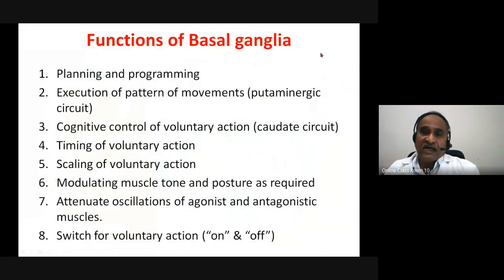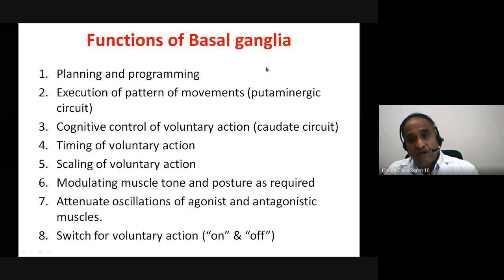Now, moving on, in the last class I mentioned the functions of the basal ganglia. I repeat: the planning, programming, and sequencing of voluntary actions. That means the voluntary action is split into a number of items, and all those plannings and programming, including the sequencing, are done here. The second part is the execution of the pattern of movements: walking, talking, running, swallowing, or whatever the patterns are to be executed, and they are executed. And this is through the putaminergic circuit.